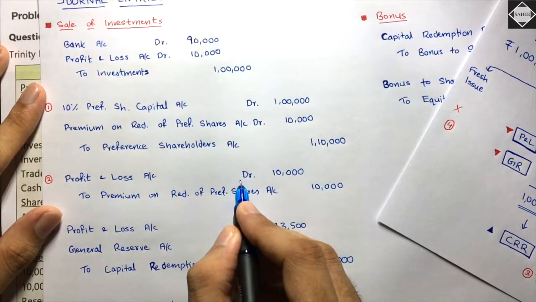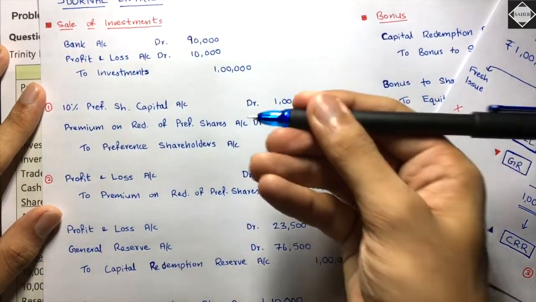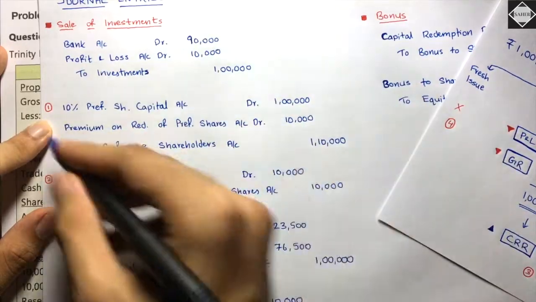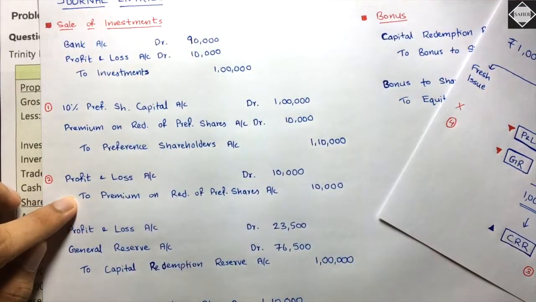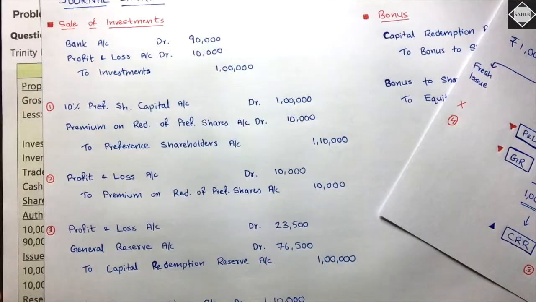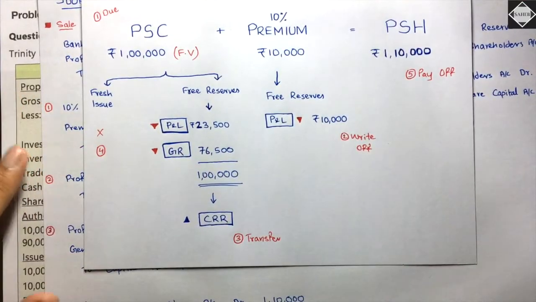Profit and loss account debit to premium on redemption of preference shares account 10,000. Here premium on redemption of preference share was debited in the due entry. Now you are making an equal credit and cancelling it off. You are writing it off. Okay, debit equal to credit, cancelled. Clear? Simple. And then what you have to do, you have to create CRR, capital redemption reserve, right?